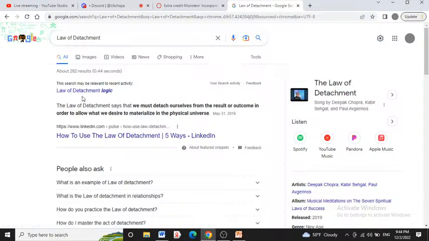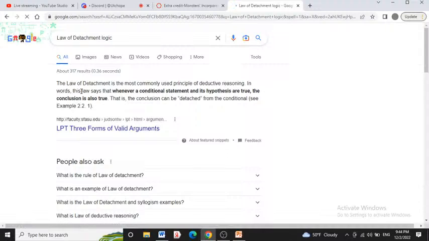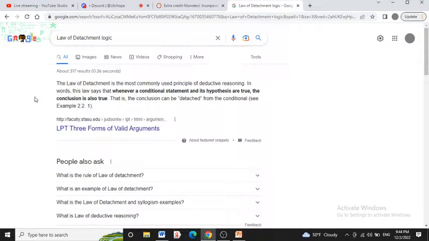All right. Law of detachment is the most commonly used principle of deductive reasoning. In words, this law says that whenever a conditional statement and its hypothesis are true, the conclusion is also true. That is, the conclusion can be detached from the conditional. All right, let me see an example.